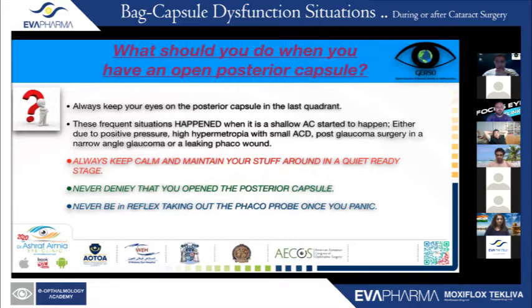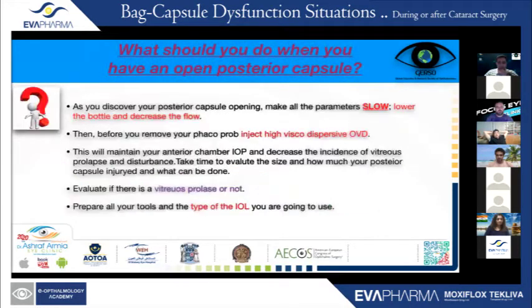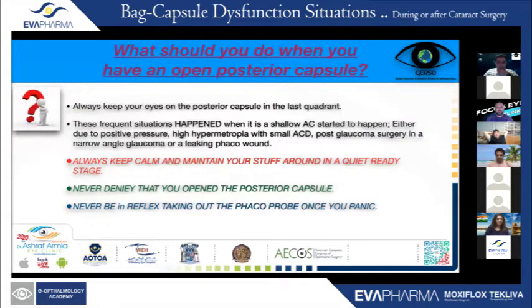What should you do when you have an open posterior capsule? Always keep your eyes on the posterior capsule in the last quadrant. These frequent situations happen when the shallow anterior chamber starts to decrease or there is a pulse of pressure, in cases of high hypermetropia with a small anterior chamber depth, post-glaucoma cases with narrow angle glaucoma, or a leak on phaco ends. Always keep calm and keep your staff around you in a quiet situation.